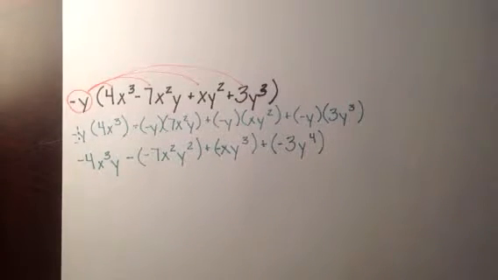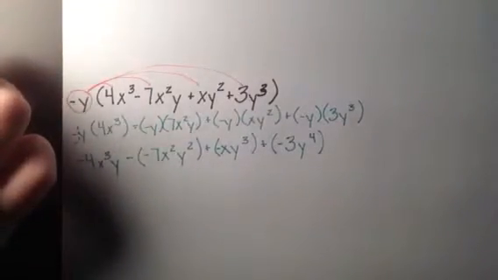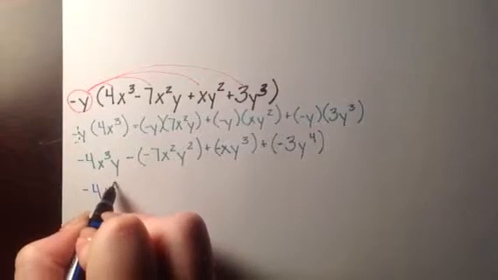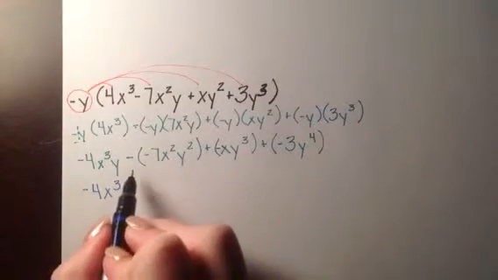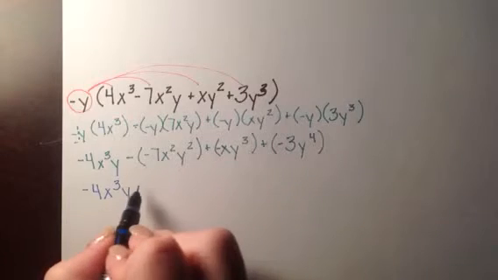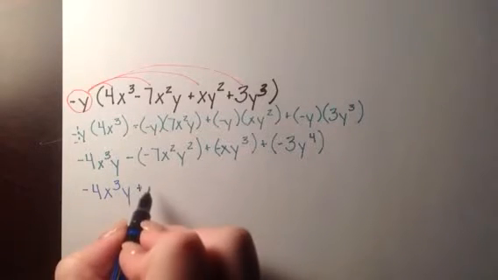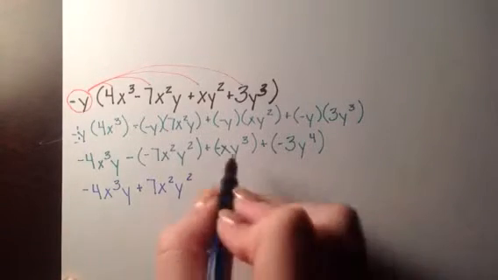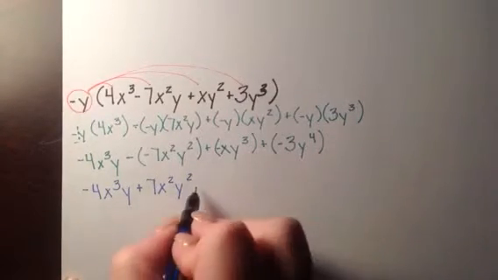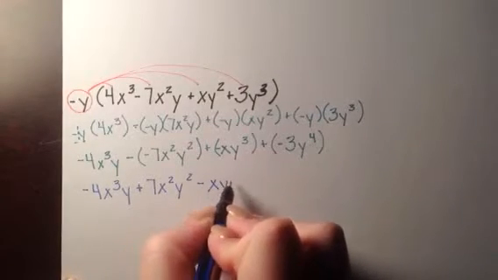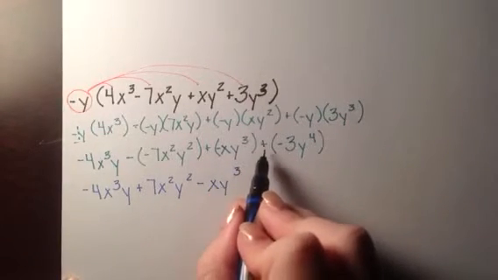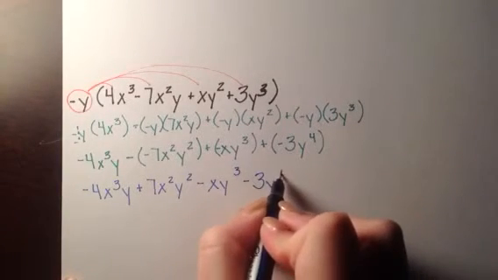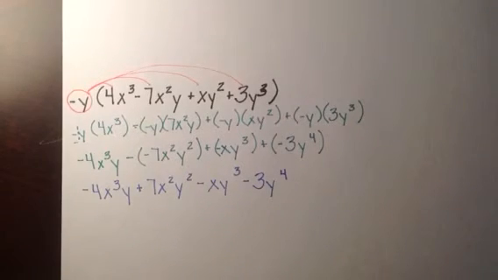Okay, now from here, I like to simplify this as much as I can, meaning get rid of every set of parentheses. So negative 4x cubed y stays. Then I've got minus a negative 7x squared y squared. That can become positive 7x squared y squared. Then that plus a negative xy cubed is minus xy cubed. And then lastly, plus a negative 3y to the 4th is going to be minus 3y to the 4th. Okay, from here you can leave it like that.